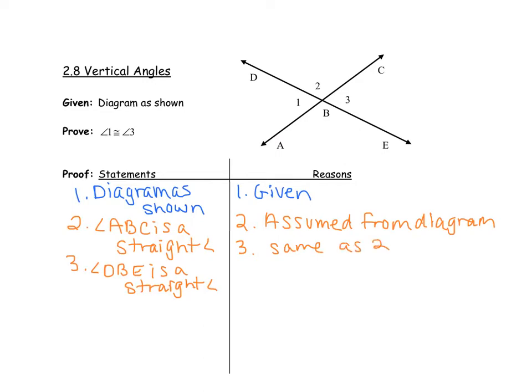After straight angles, we usually talk about supplementary angles. So I'll go ahead and say that angle 1 is supplementary to angle 2, and angle 2 is supplementary to angle 3. The reason for both of these is if two adjacent angles add to a straight angle, then they are supplementary.